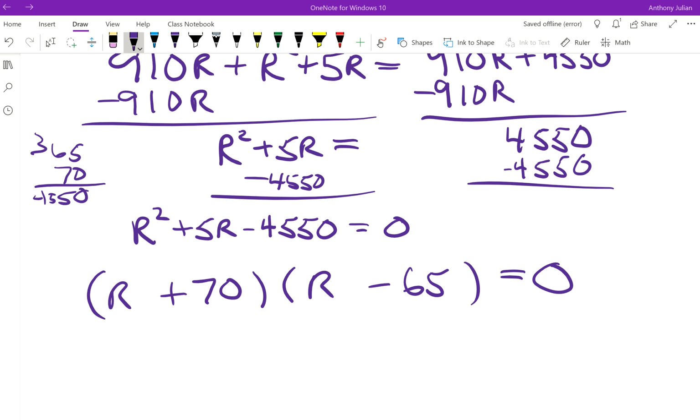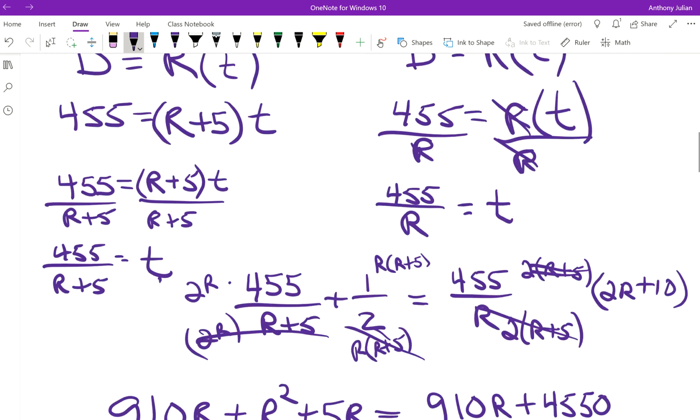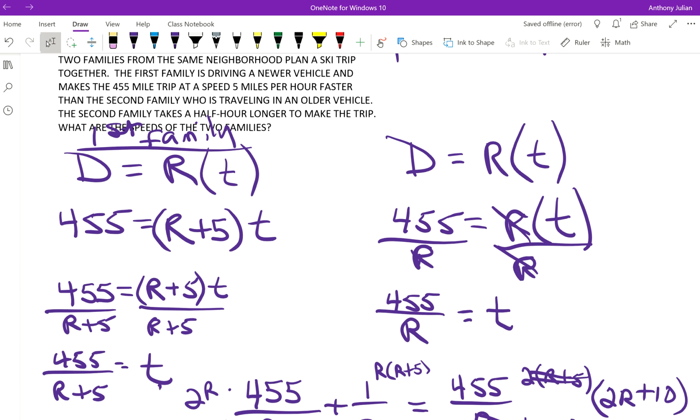So, figuring out my values for r, for this parentheses, r is going to equal negative 70, which we can't use because a rate can't be a negative number. So my answer for here is going to be that r equals 65. And that's my answer. So the first family is going to be traveling at 70 miles per hour, and the second family 65 miles per hour. And then it checks out. Okay, but notice what I did. I gave each of them the distance formula and plugged in their criteria, what was happening with their circumstances.